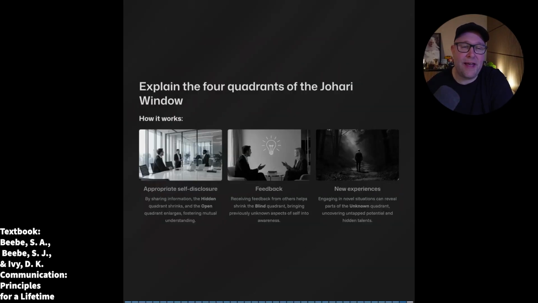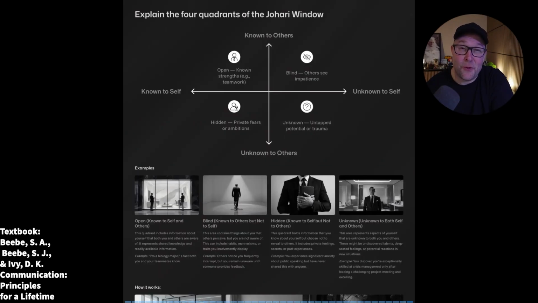So to review, we have appropriate self-disclosure, feedback, and new experiences, each revealing different parts of the quadrants of the Johari window. So the four quadrants of the Johari window are open, blind, hidden, and unknown.